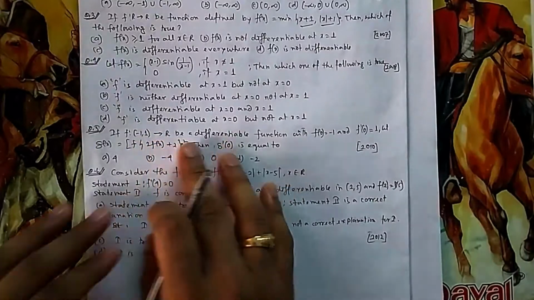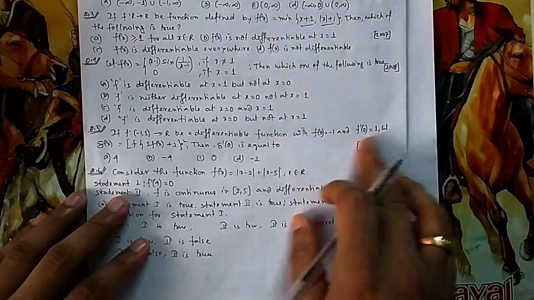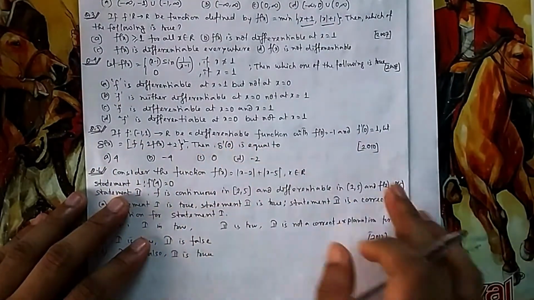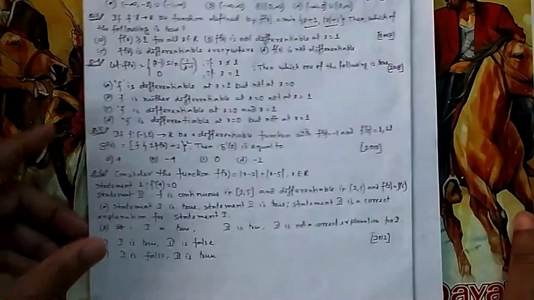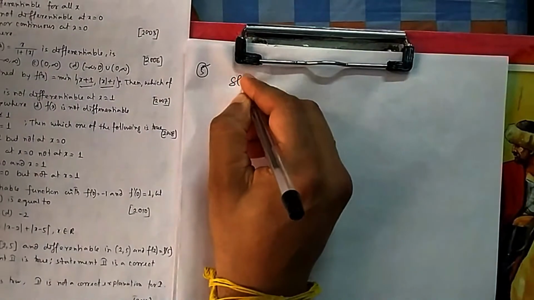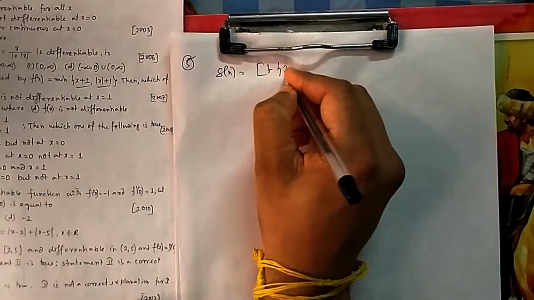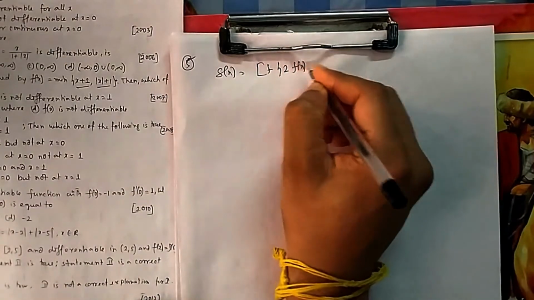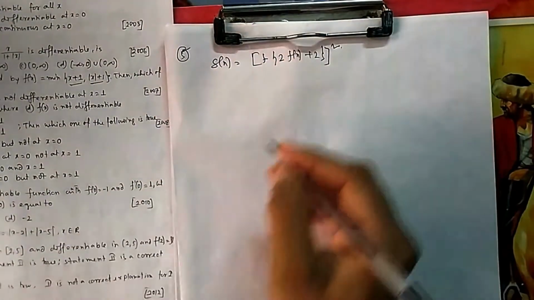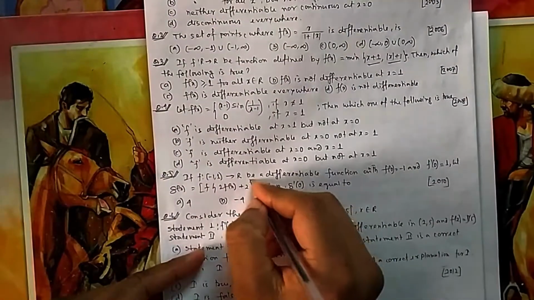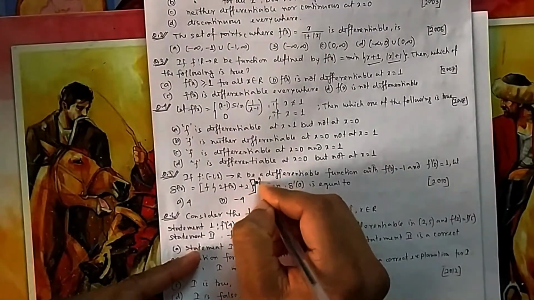Now if you come to question number 5, if f is from -1 to 1 to R is a differentiable function with f0 this, f dash 0 this, let g is equal to this, then g dash 0 is equal to. So I think it is of differentiation, but it's mentioned here, okay, no issue. So it is of f of 2 of f of x plus 2. This square is on the third bracket, so there will be one third bracket, then this square, kindly correct it.